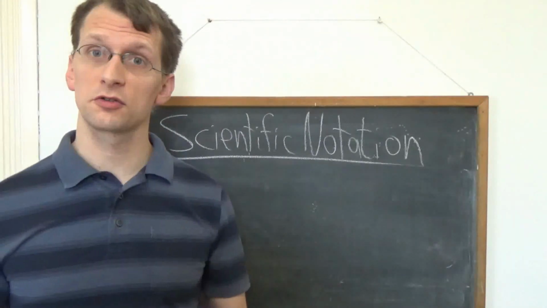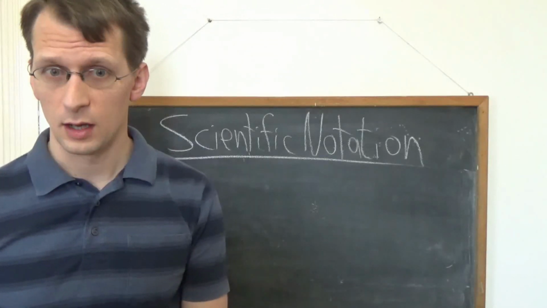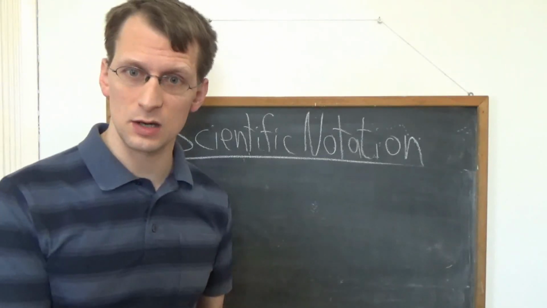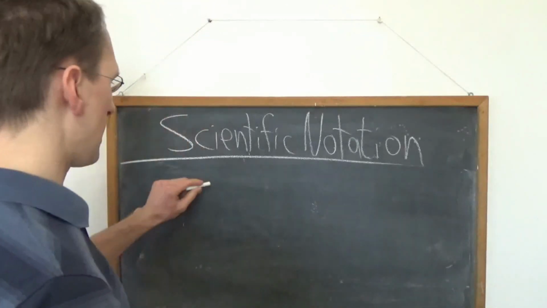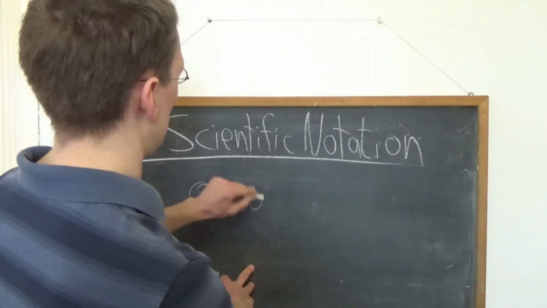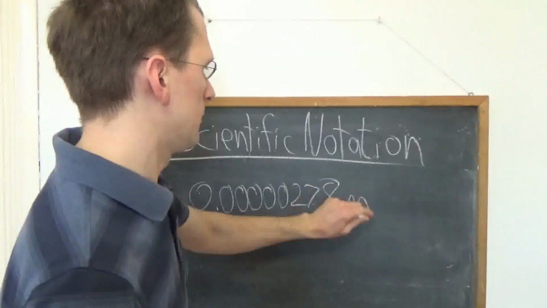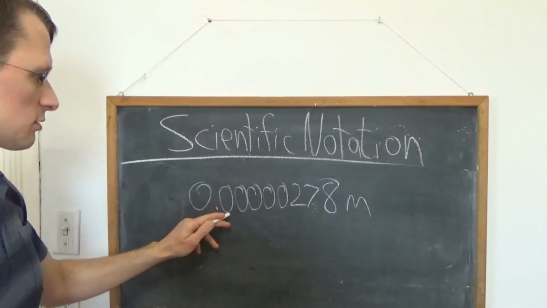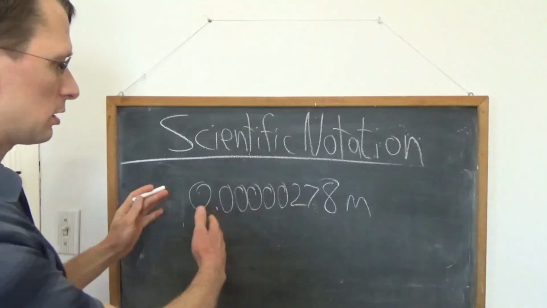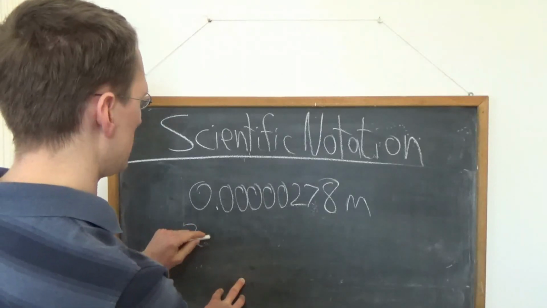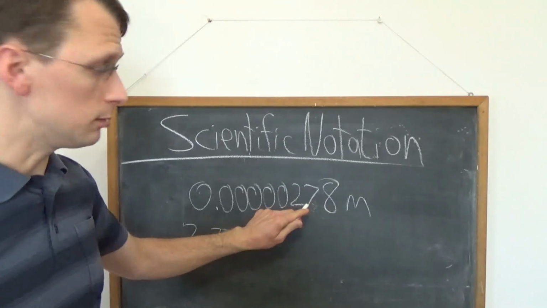If you're starting with numbers that are greater than 10, then the exponent is going to be positive. But if you're starting with numbers that are less than 1, then the exponent is going to be negative. So for instance, if we have this number, 0.0000278 meters, we're going to write it as 2.78, because that would put the number between 1 and 10.